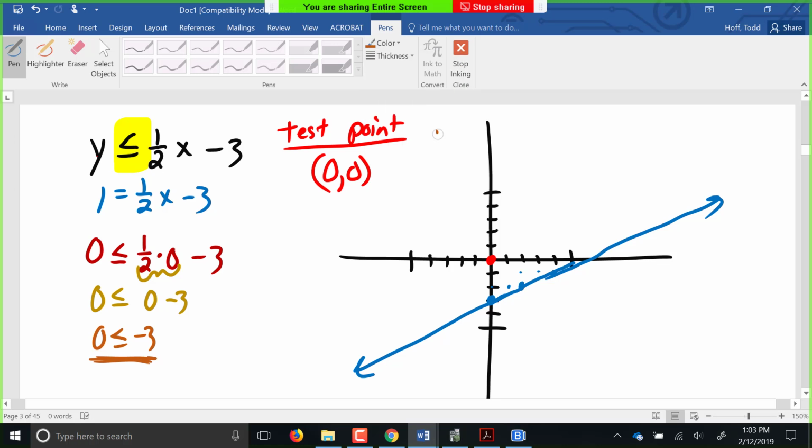No, it is not. So that is telling us that 0, 0 is not in the solution. Since 0, 0 is on this side of the line, we have to shade in the other side, like this. So the solution to this linear inequality is simply that line with the bottom side shaded in.